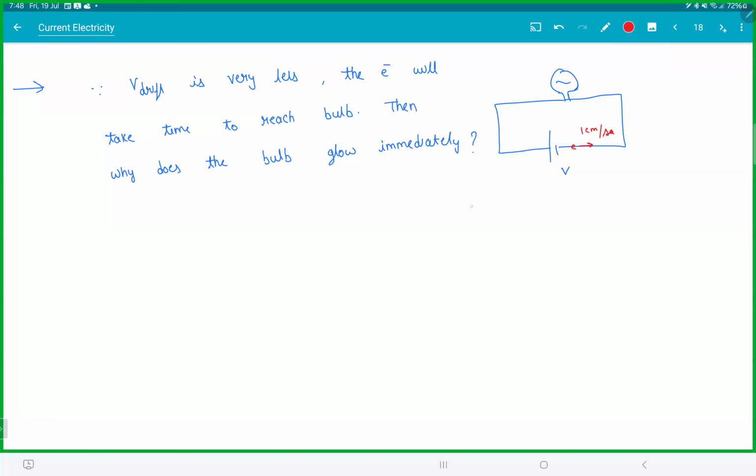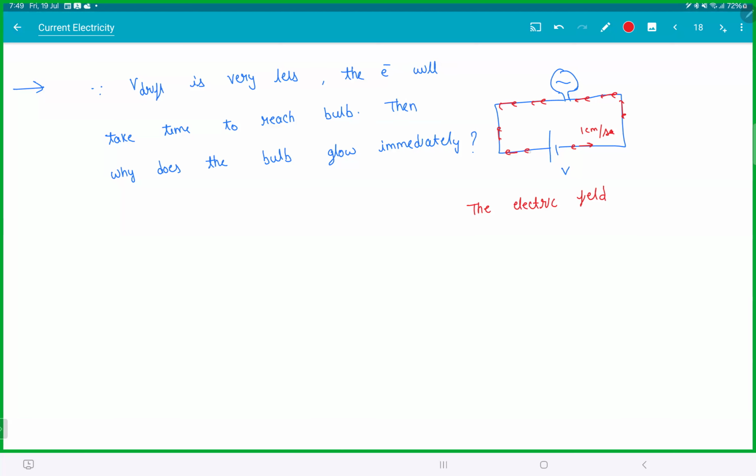When you switch on the battery, what we are thinking is that electrons are moving. It's not like that. The electric field is established in the entire wire instantaneously. It's like a conveyor belt. Remember I told you? All electrons are already sitting here. The moment you switch on the battery, it is like you're moving a conveyor belt. Everyone starts moving at the same time.